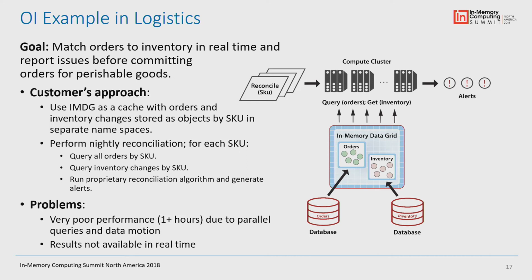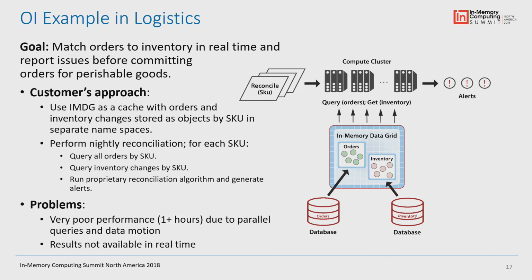And what they found is a lot of their return was being reduced because of the fact of failed orders. They'd have to give credits to customers. The technique they used, they had two database systems that were siloed from each other, and one had orders, one had inventory. So they said, let's just dump all that into the grid into two namespaces. We'll create a compute cluster, and we'll suck all that data out of the grid using parallel query, and then we'll reconcile. And what they found is it took more than an hour to do that because of the fact that they're falling into the trap of doing parallel query.